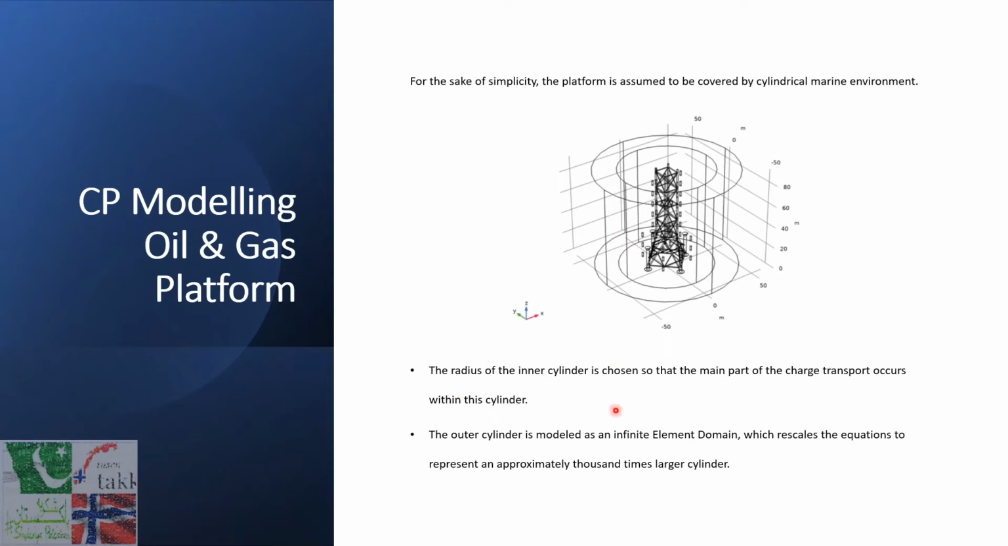The radius of the inner circle is chosen so that the main part of the charge transport occurs within the circle. The outer cylinder, this one, is modeled as an infinite element domain, which rescales the equation to represent an approximately thousands times larger cylinder, as the sea is spread quite far away from the platform. So that's why we set this outer part as an infinite element domain.